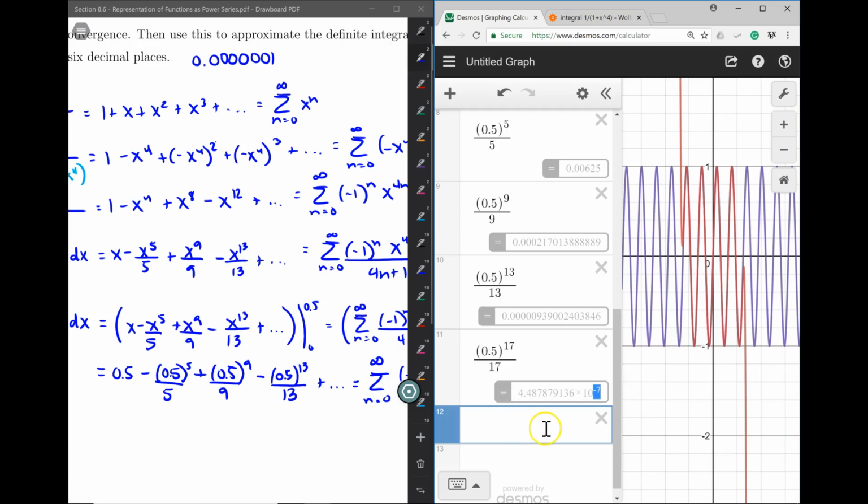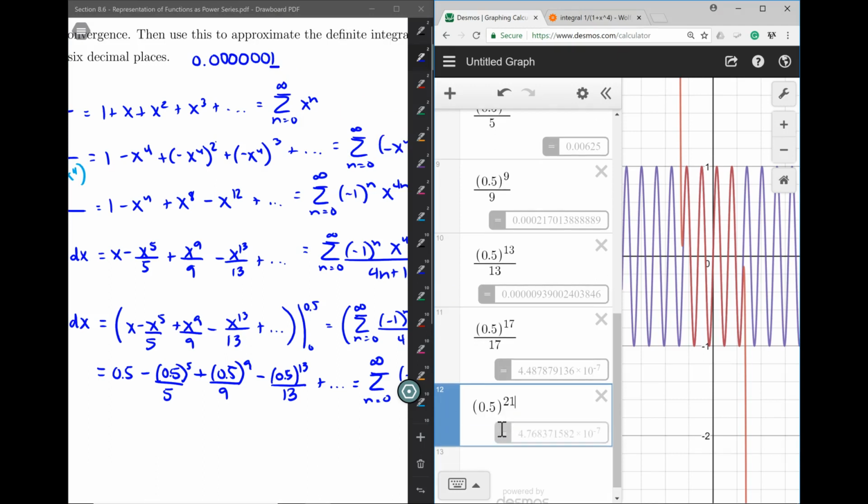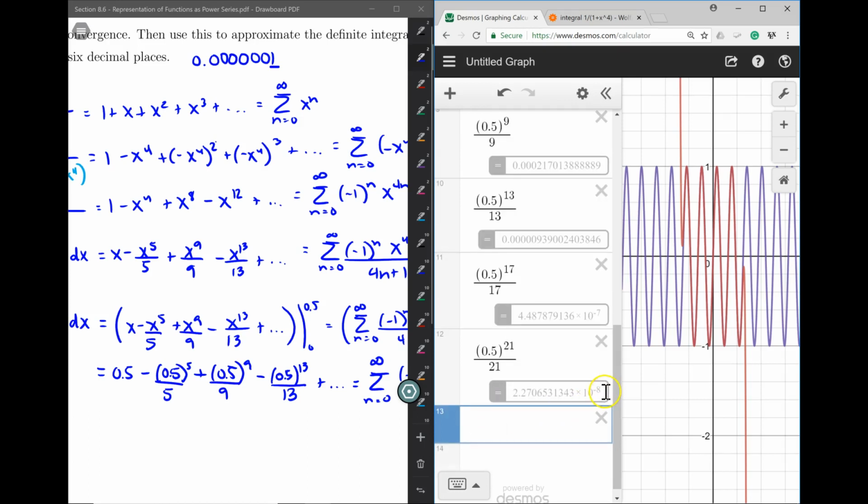But you know what? This would actually be 0.6 zeros and then a 4, which is actually bigger than having a 1 here. So I think we actually need to go one more. 0.5 to the 21st divided by 21. That definitely does it. Now we have 10 to the negative 8th power. Okay, so we have to go, how many terms then?